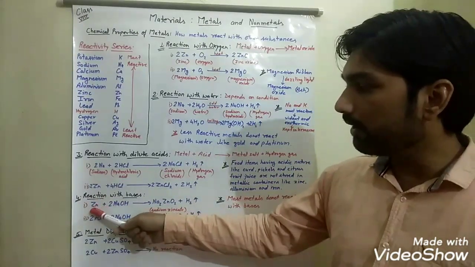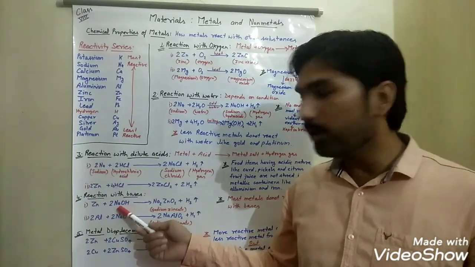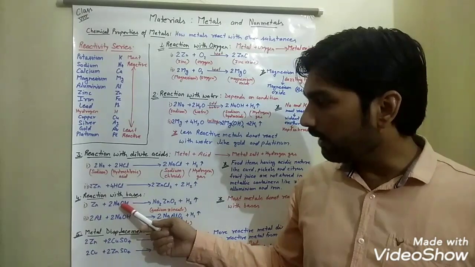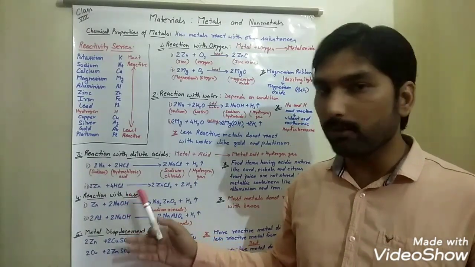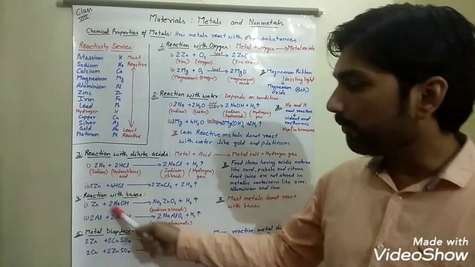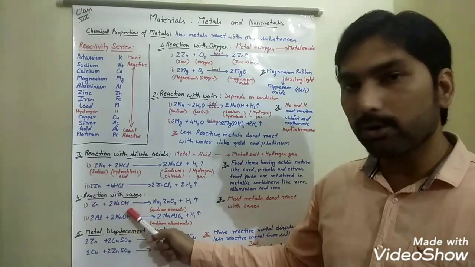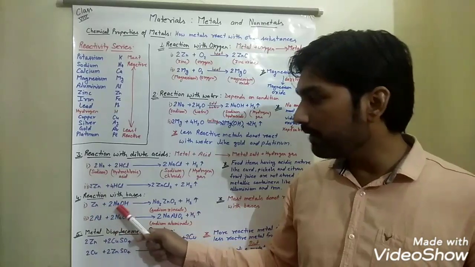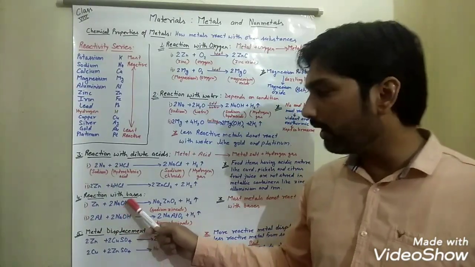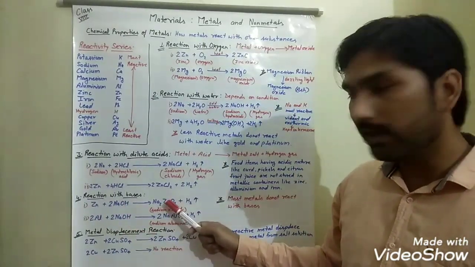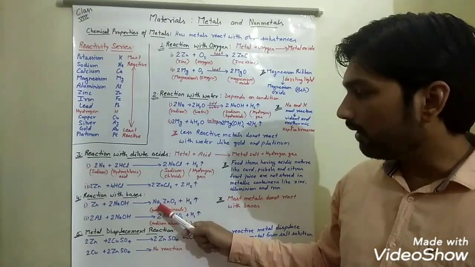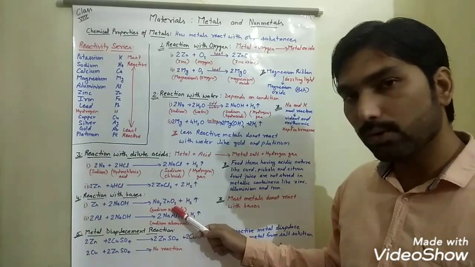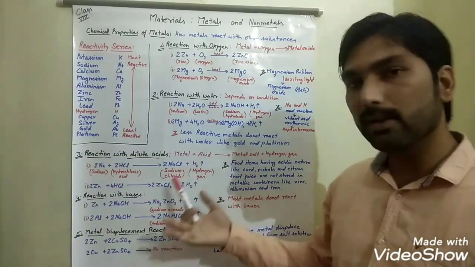Whenever zinc is going to react with, what is this? Sodium hydroxide. You can see Na means sodium and OH means hydroxide, a compound of oxygen and hydrogen. From your previous classes, sodium hydroxide is a type of base. So whenever zinc reacts with sodium hydroxide, a base, it is going to form its salt. The name is sodium zincate, Na2ZnO2, and hydrogen gas will be released.